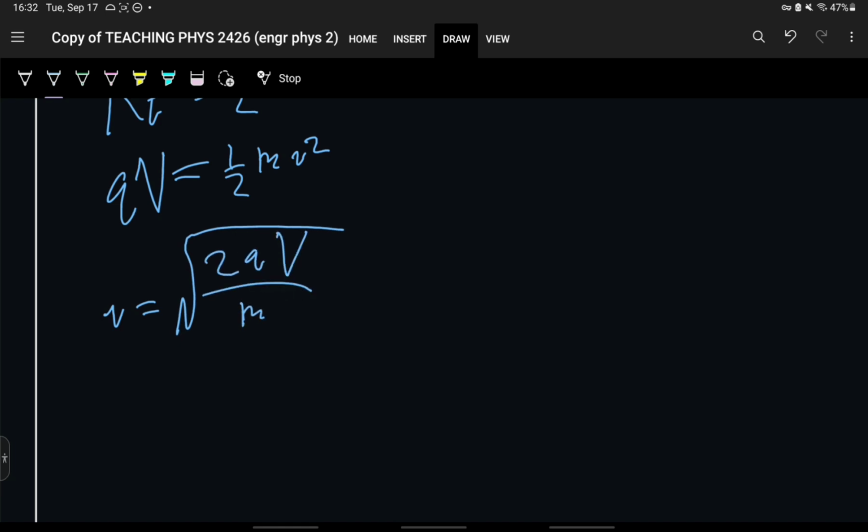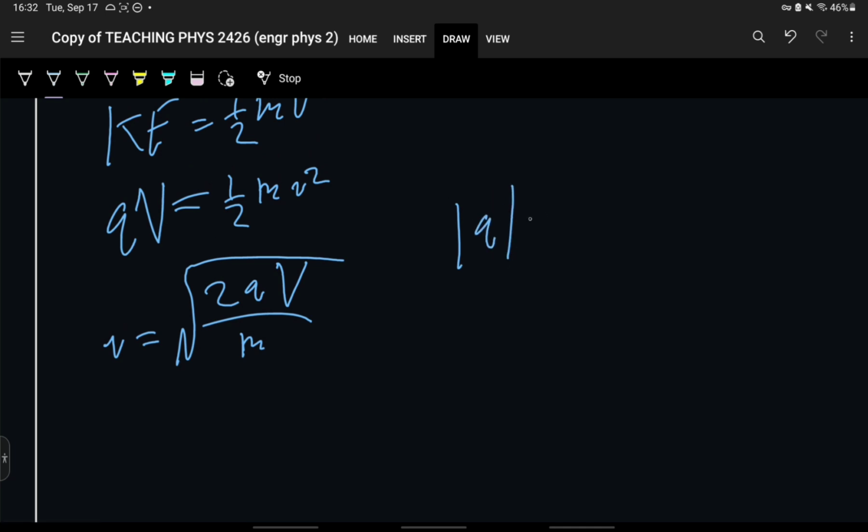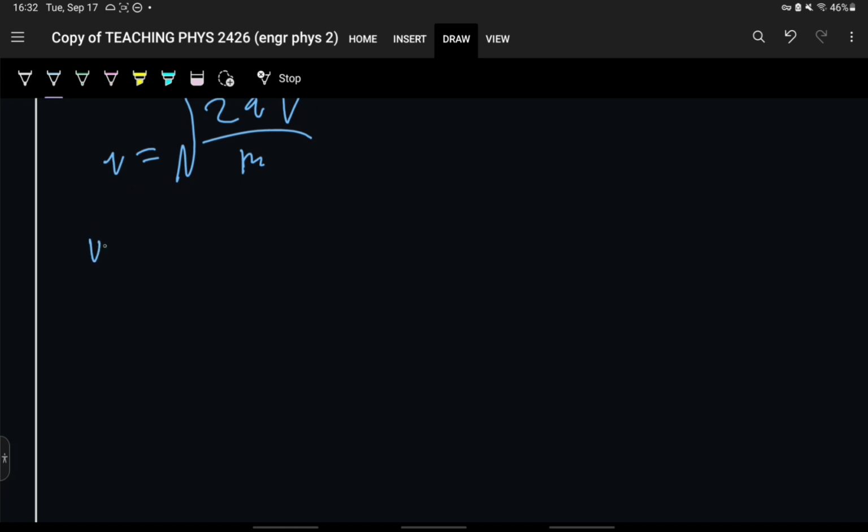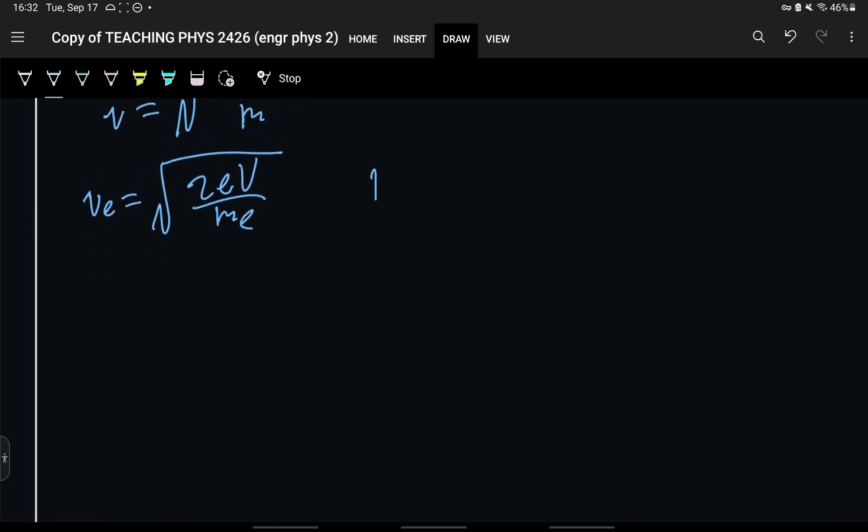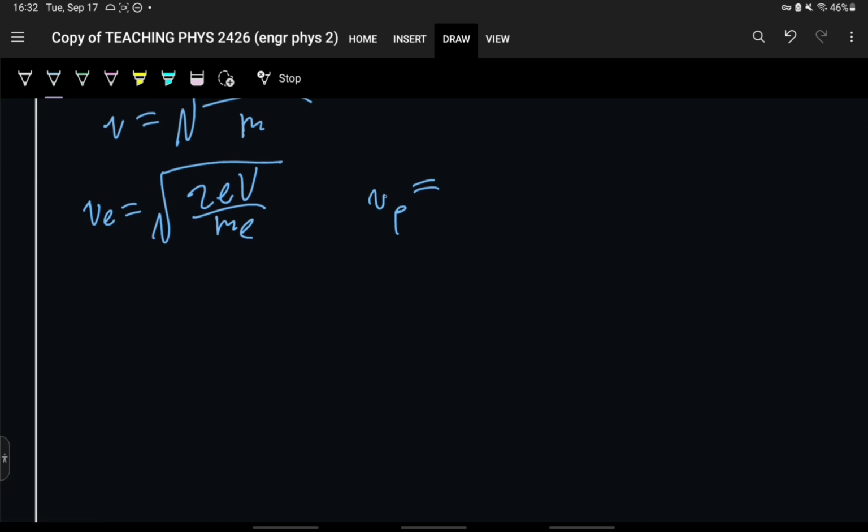Both the electron and proton have the same magnitude of charge, which is q, so q equals e, where e is the elementary charge, and are accelerated through the same potential difference, capital V. The only difference is their masses. So for the electron, we have little v sub e equals the square root of 2 times e times capital V, all divided by m sub e. And for the proton, we have little v sub p equals the square root of 2 times e times capital V, all divided by m sub p.